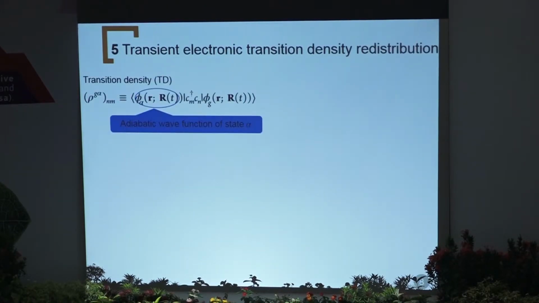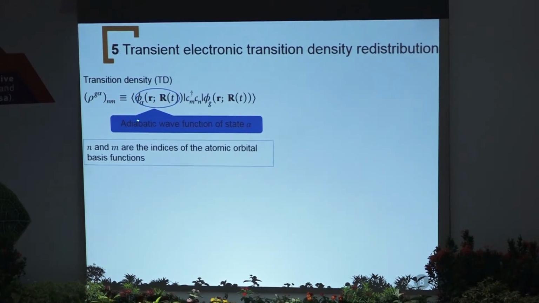All right. After the calculation is done, we calculate the transition density. Transition density is calculated by using this formula. This is the ground state wave function. This is the excited state wave function that we keep track of. And this basically shows, especially when m is equal to n, a diagonal element of this TD matrix.